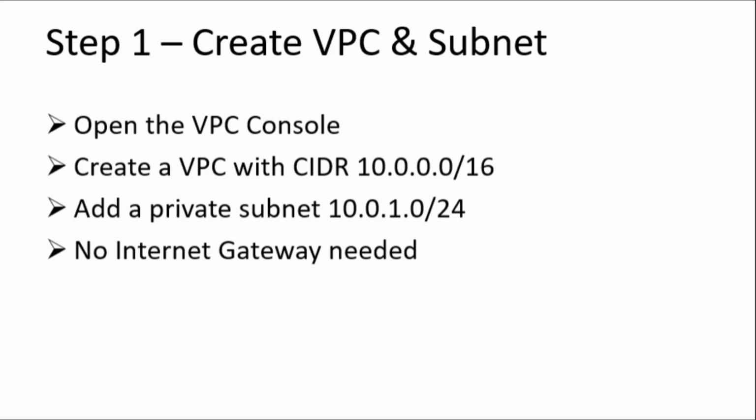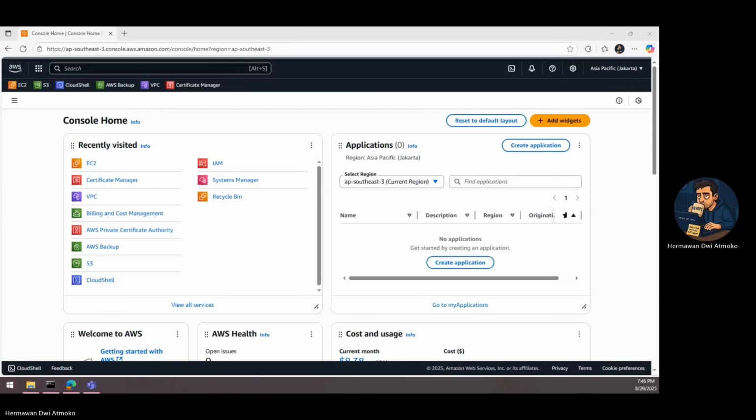Next, inside this VPC, we add a private subnet with the range 10.0.1.0/24. This subnet will host our resources that should never be directly exposed to the internet. And here's the key point. We don't attach an internet gateway. That's intentional, because our goal is to access these private resources only through the VPN, not through the public internet.